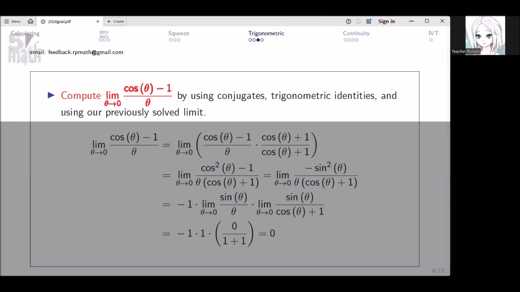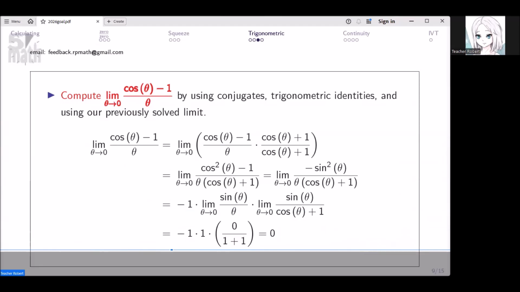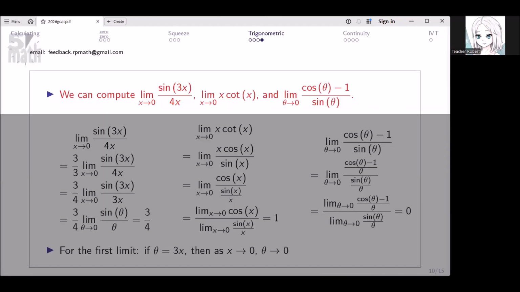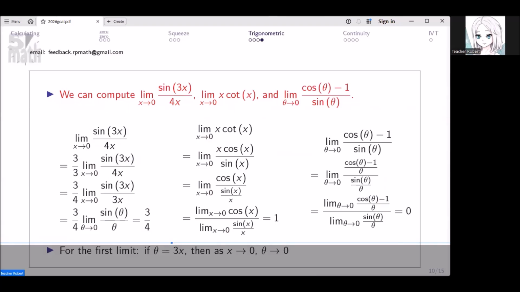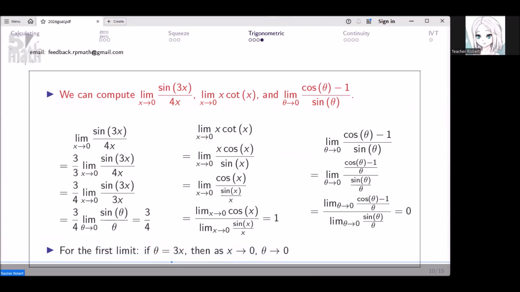Compute limit theta goes to 0 cosine theta minus 1 over theta by using conjugates, trigonometric identities, and using our previously solved limits. We have the following. We can compute limit x goes to 0 sine 3x over 4x, limit x goes to 0 x cotan x, and limit theta goes to 0 cosine theta minus 1 over sine theta. We have the following. Note, for the first limit, if theta equals 3x, then as x goes to 0, theta goes to 0.